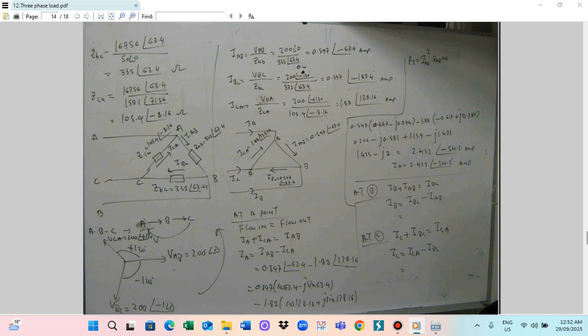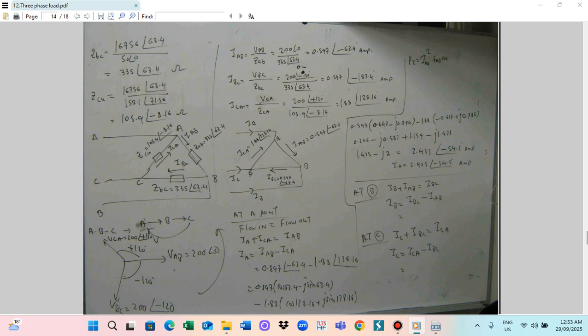Then you solve this one. This is 0.266 plus 1.159, so you got 1.425, minus j(0.531 plus 1.477). So this is 2, so minus j2. Then you got the current. So for the current, you get the square root of 2 squared plus 1.425 squared, so 2.455 ampere.